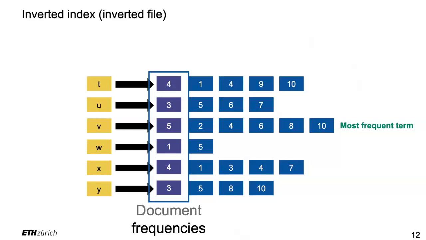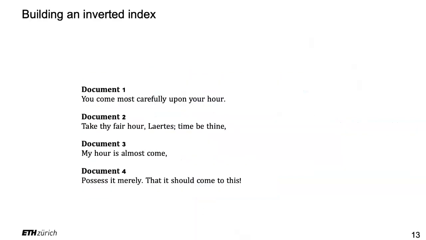But it's common. Typically, when you have the index, you do not only put the postings list after each term, you also put, for convenience, the document frequencies in purple. So it's a slightly different color. All right. Let's do it. Let's build an inverted index.